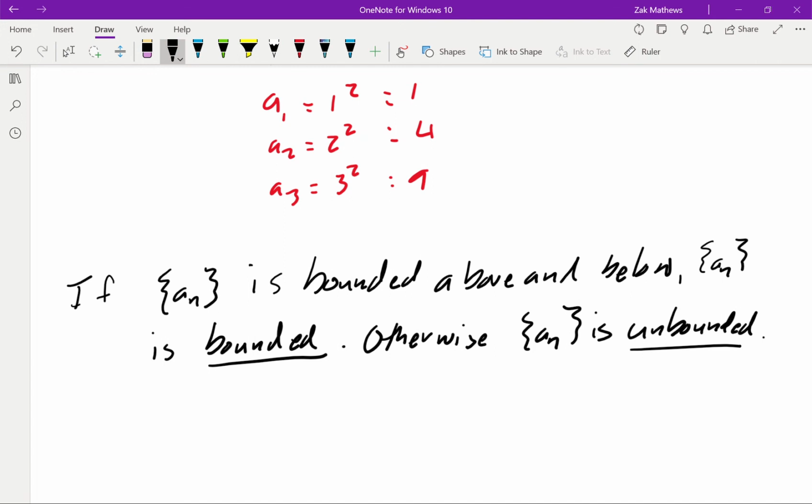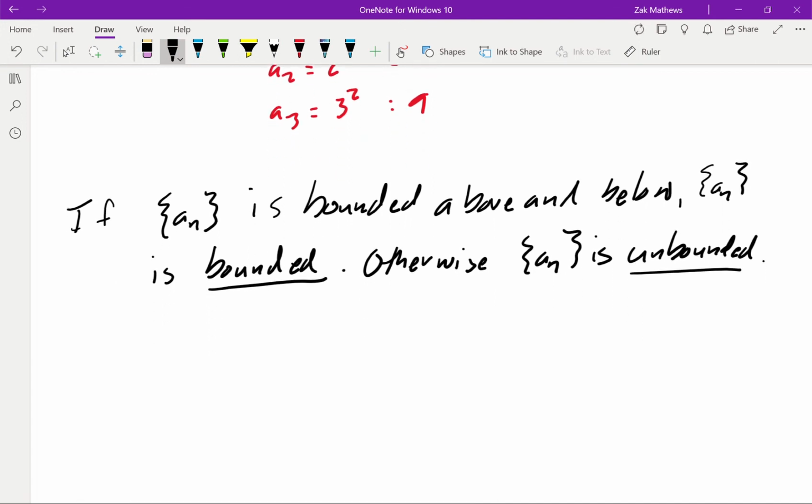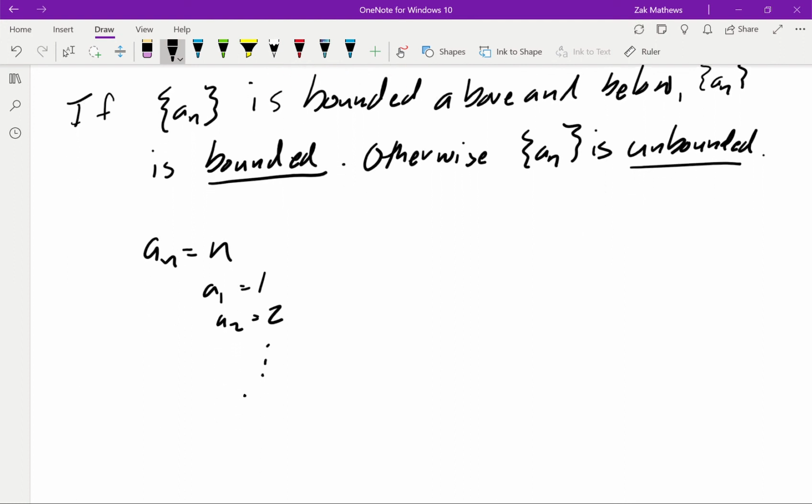And what do we mean by this? So we can clearly see if something diverges to infinity, that it is not bounded. So for instance, an is equal to n. We'd have a1 equals 1, a2 equals 2, and it just keeps growing and growing and growing. So this is not bounded in any sense.